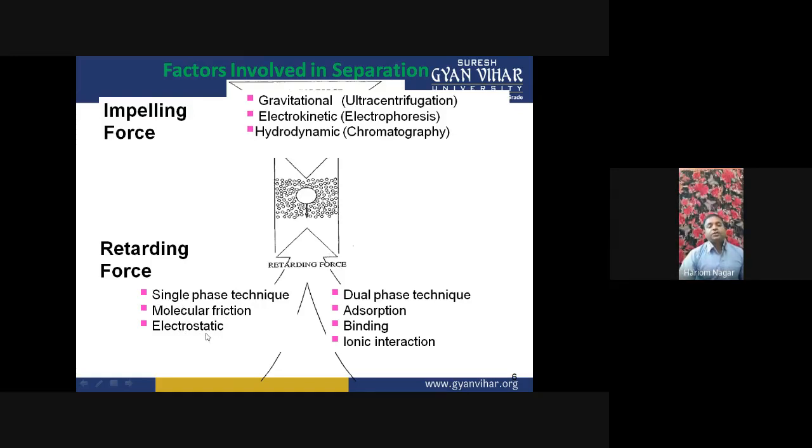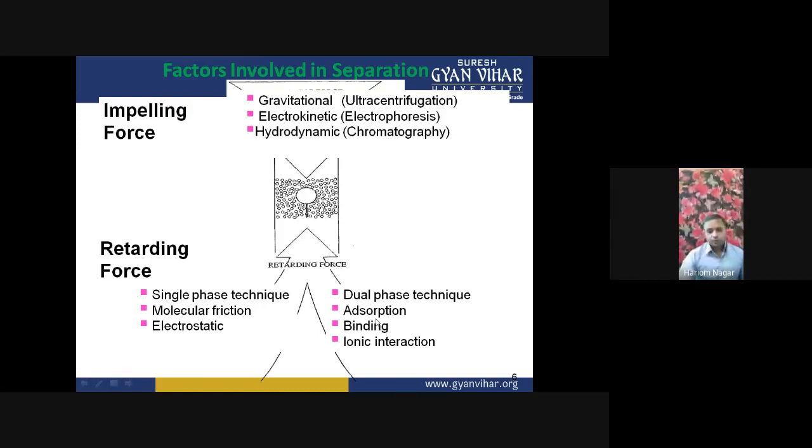And second is the electrostatic force. If the components which are to be separated are in ionic form, then there would be an electrostatic attraction force between the oppositely charged ions of the phase used in the technique and the components of the mixture which are to be separated.